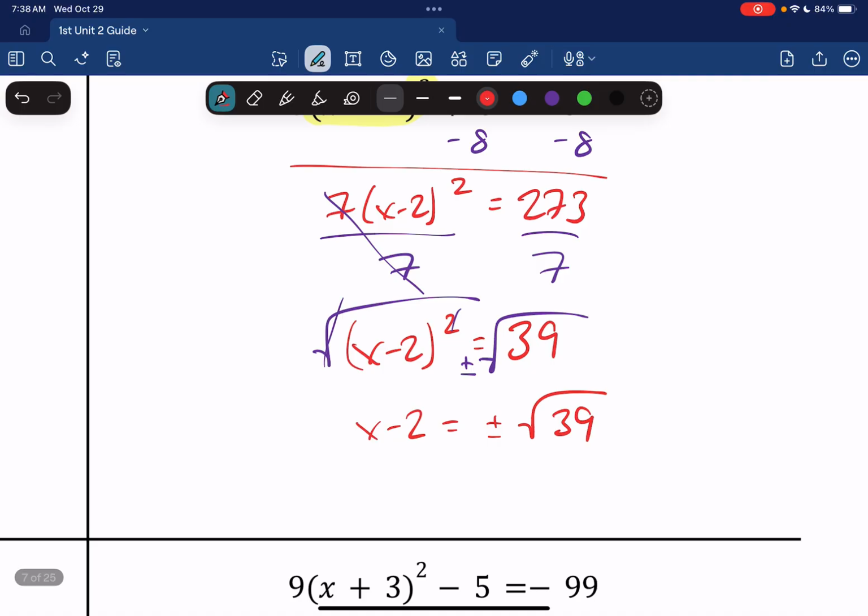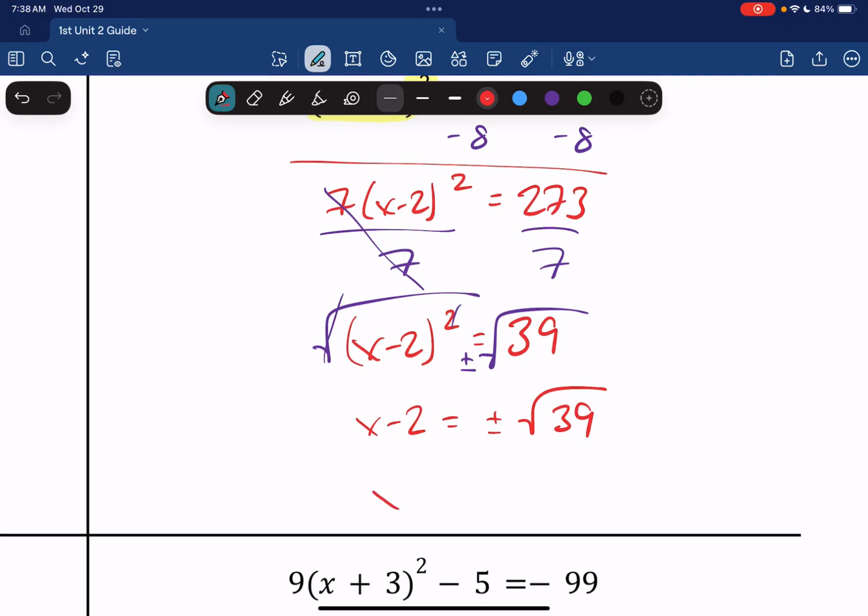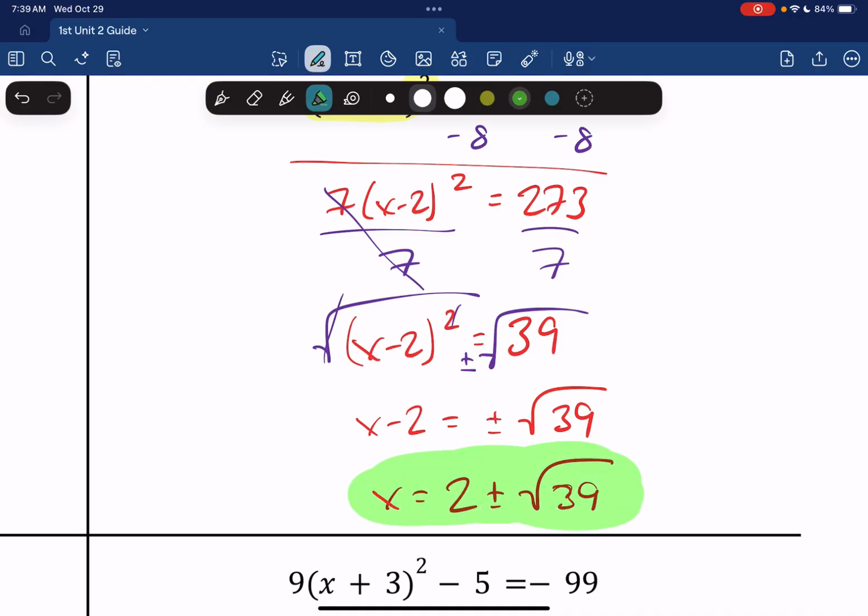And then the last thing to do to get x alone is add 2 to both sides. So I get x equals 2 plus or minus the square root of 39. Now I just need to see, can I simplify the square root of 39? There are no perfect square factors of 39. So this is my final solution: 2 plus or minus the square root of 39.